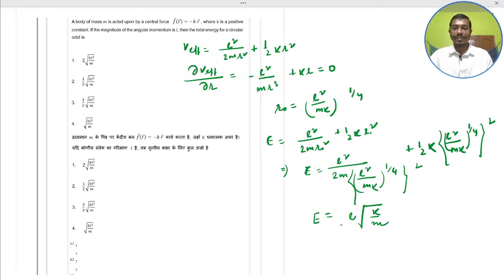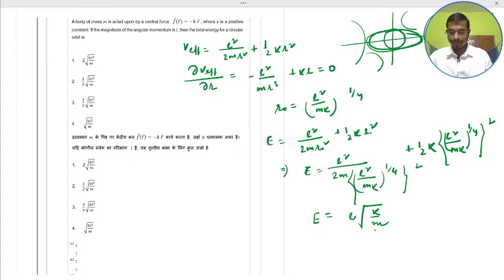Then the total energy in the circular orbit, and this is the important question, it is given somehow the elliptical or the circular, and another the hyperbolic path, and another the parabolic. Very important question. L root k by m, okay.